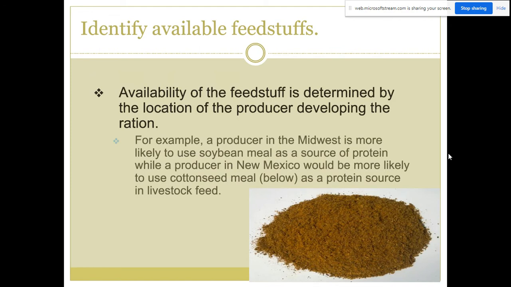So we have to identify the available feedstuffs, and that's determined by the location of the producer developing the ration. Like this example says, if you're in the Midwest, you have more soybean meal because that's what's grown more in the Midwest. And if you're in New Mexico, you're more likely to see cottonseed meal because that's what's grown more in New Mexico.